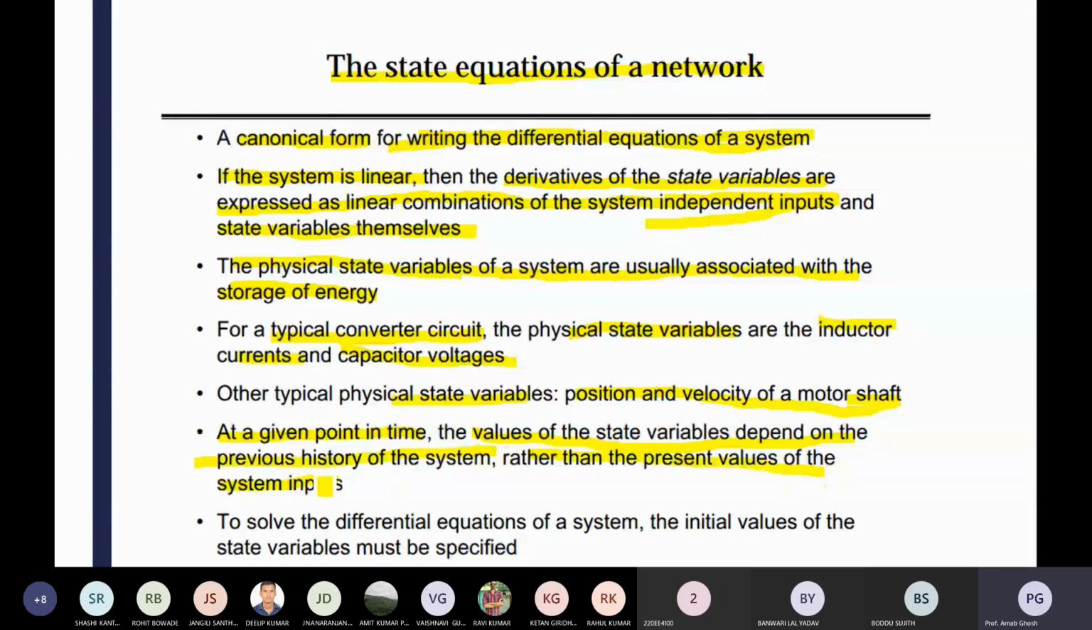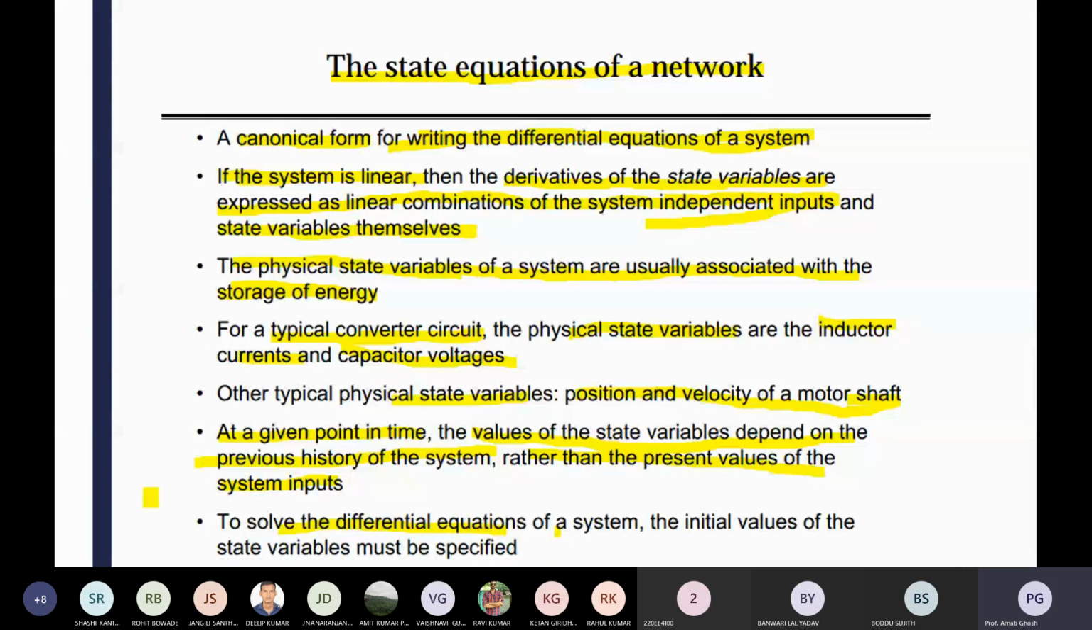A state variable is the minimal number of variables that can define the states of your system, meaning initial state, previous state, present state and future state. So three things you have to consider in your calculations. Maybe your previous state is 0, no problem, but the future state should be considered. To solve the differential equations of the system, the initial value of the state variable must be specified.